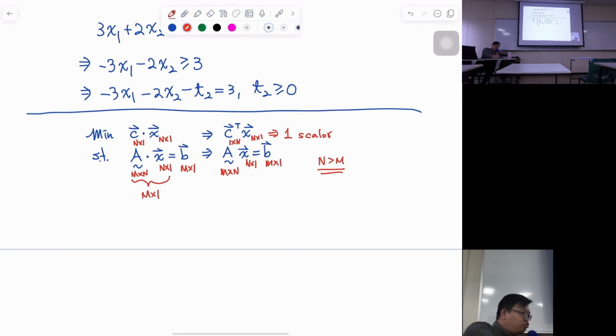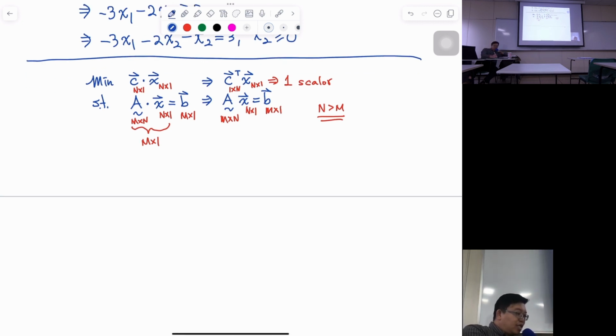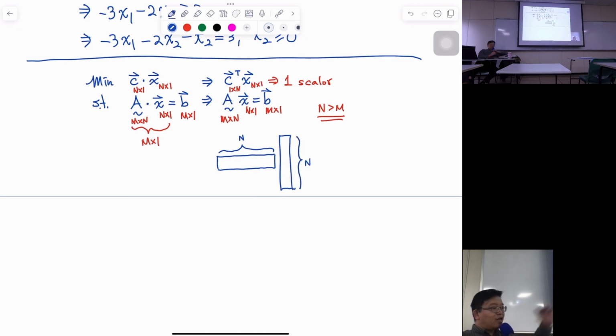So if you make a drawing of the size of the vectors, C transpose is like a horizontal vector. So the length of it is n, and it's multiplying a vertical vector, and the size is n, right? So it's like a horizontal vector multiplying a vertical vector. So this is what happened for the objective function.